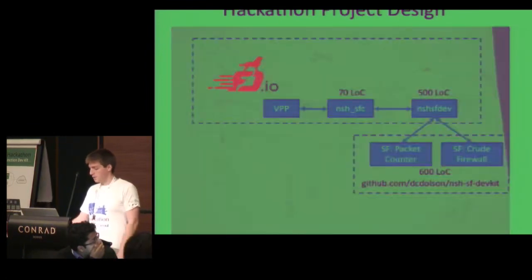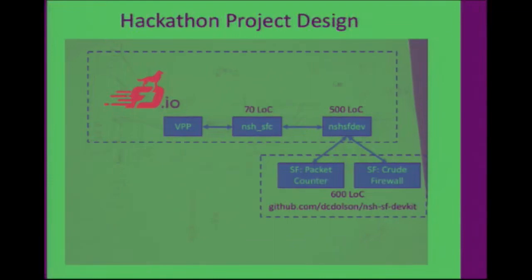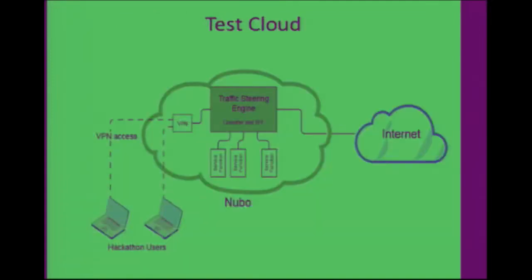So design-wise, you can basically see that, as I said, packets come into VPP, into the NSH SFC plugin, into the NSH SFDev plugin, and then get distributed there to the service functions that have been registered with it from the command line. And overall, it was about 1,200 lines of code. Pretty cool. I'm assuming that's like wc -l. I'm not sure, but anyway.